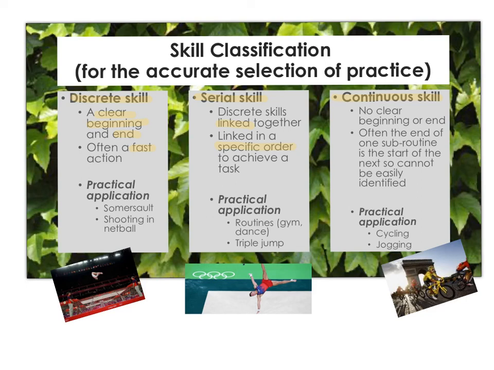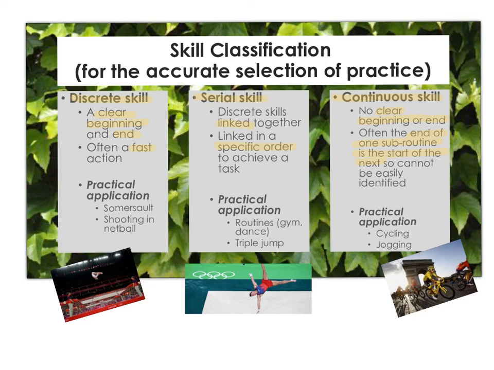Continuous skills have no clear beginning or end, where you often can't really identify where the skill starts. And by this I don't mean when you get on the bike, but where the actual skill of cycling starts, because you can't pinpoint a part on the pedal where you have started the skill. So the skill just goes on and on and on. This is the same for running and swimming. There is no clear beginning and end. So often the end of one subroutine, that smaller aspect of the skill, leads straight on to the next aspect of the skill.